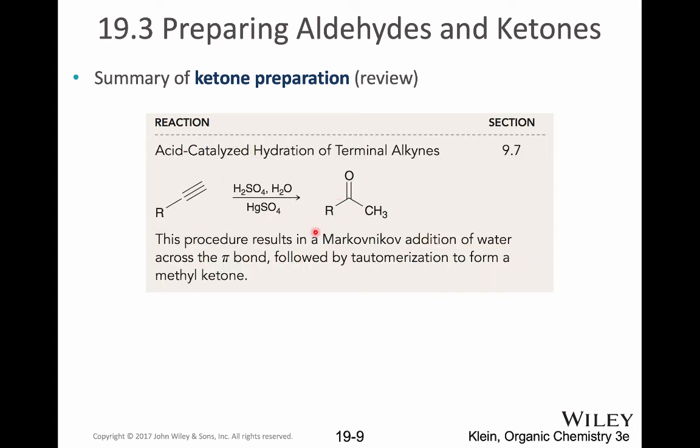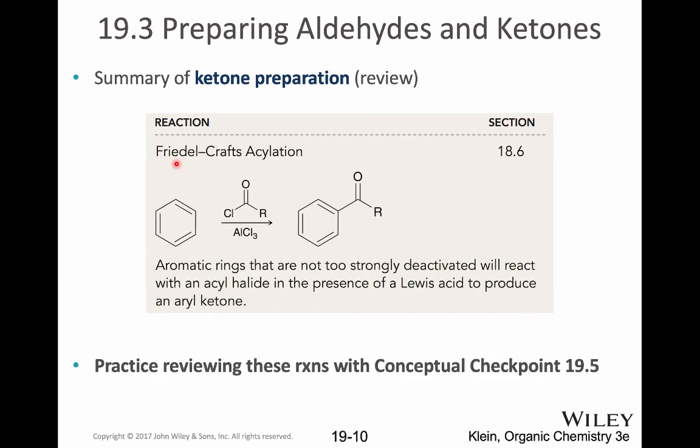You could also do the Markovnikov hydration of an alkyne with sulfuric acid and mercury. So in this case, this is going to put the OH here. You make the enol there, and then that will tautomerize to the ketone in this case. You could do a Friedel-Crafts acylation to make ketones, and keep in mind that aromatic rings that are too deactivated will not react. You can't do the Friedel-Crafts acylation if there's a very strong electron-withdrawing group on the aromatic ring.